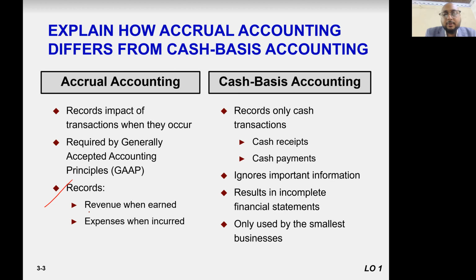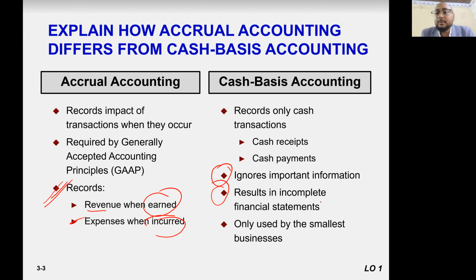So accrual accounting records revenue when earned and expenses when incurred. So on the same day or date when it is incurred, even the time of day, morning, evening, 1 o'clock, 2 o'clock. It records everything, so you have much more detail and important information. But here you ignore important information, plus it results in incomplete financial statements, right?